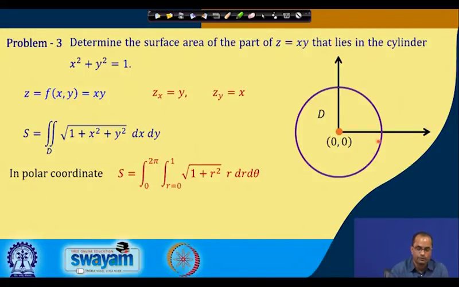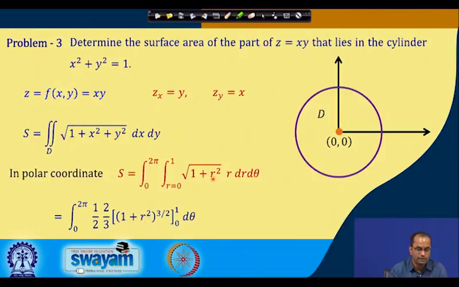In polar coordinates, if we change this, we will get for the circle 0 to 2 pi, and r moves from 0 to 1, from this point to the exit point here, which is the circle. So r is 0 to 1, and we have the square root of 1 plus r square, and then r dr d theta. Which we can again integrate easily.